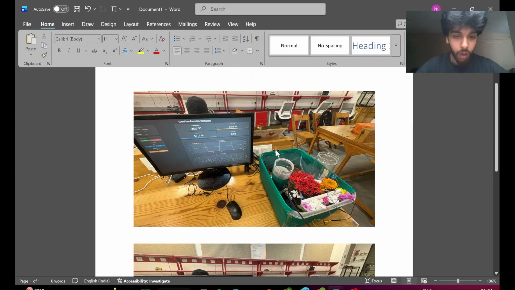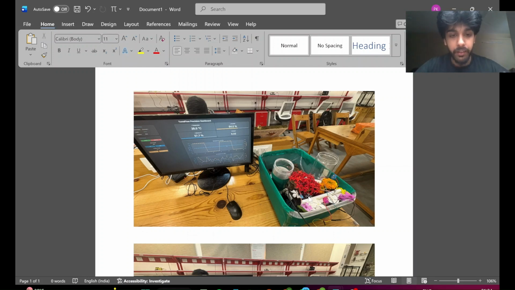Now talking about how these both systems are connected, this point comes in the system architecture. My Raspberry Pi and the Arduino are connected via MQTT communication, which is a wireless communication protocol.